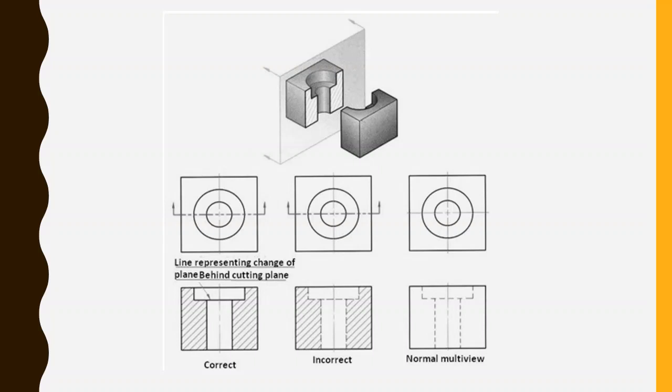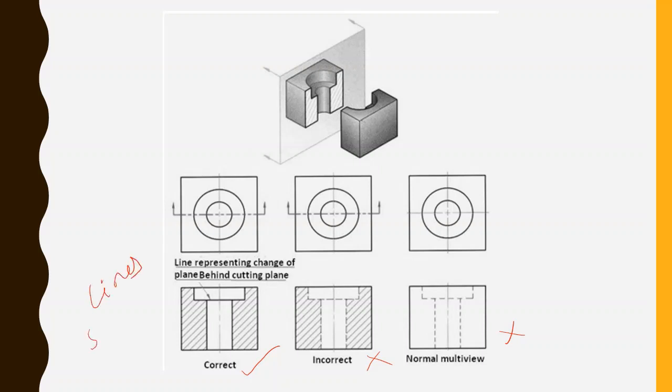So we should know which is the correct way of representing a sectional view diagram. This is the correct way of sectional view diagram, the others are incorrect. When you go for a normal multi-view, this is incorrect, and with the same dotted lines, when you just shade the lines, then it is incorrect. So all the lines should be continuous in detailing the interior parts.